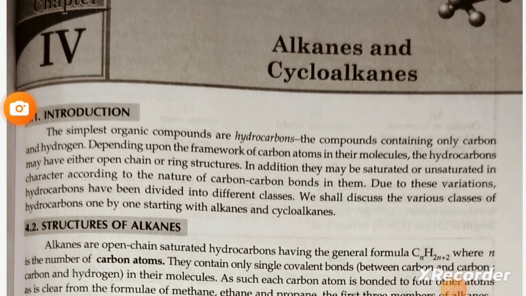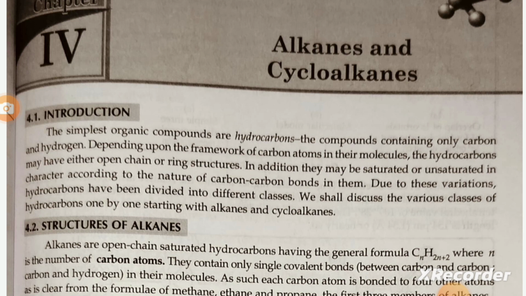Today I am going to make an audio recording for visually impaired students of the organic chemistry book of Dr. J.M. Sagal, modern book. The name of the chapter is Alkanes. Introduction. The simplest organic compounds are hydrocarbons, the compounds containing only carbon and hydrogen.